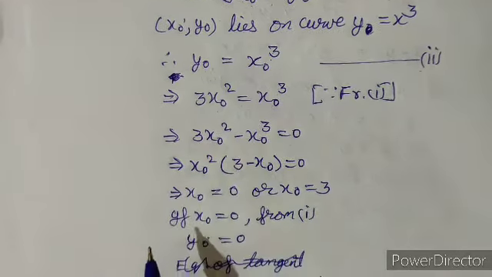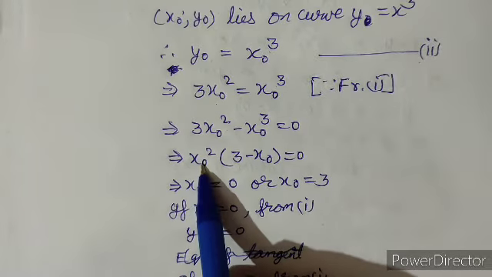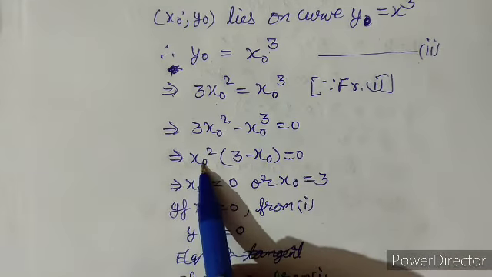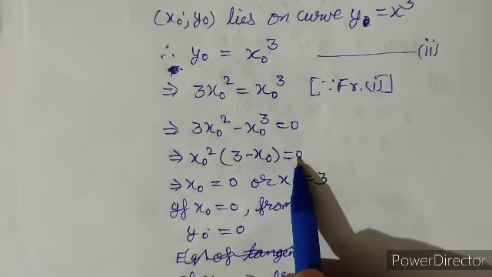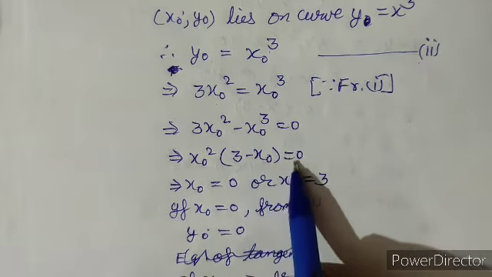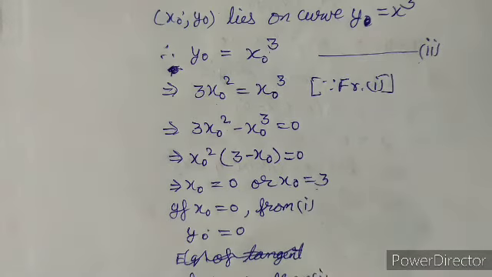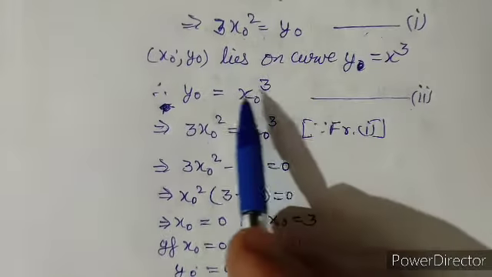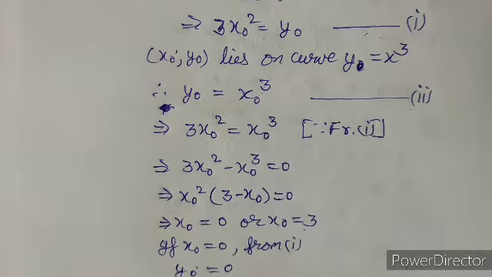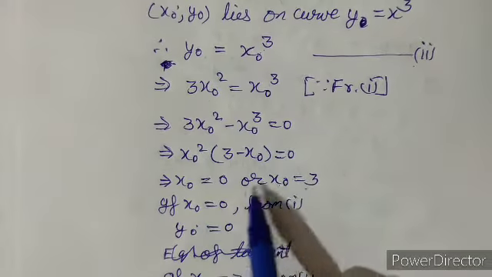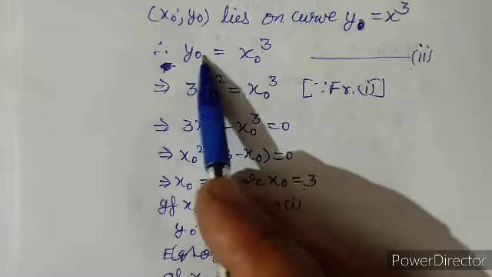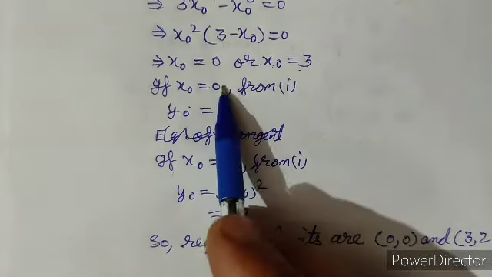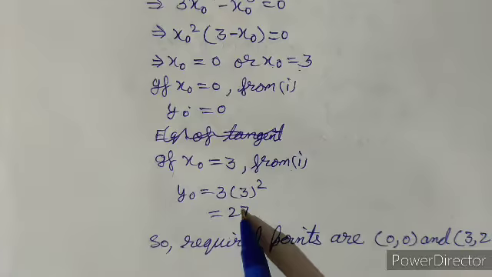Now on solving this, we will get x0 square into 3 minus x0 equal to 0. Now from this we can say that either x0 is equal to 0 or 3 minus x0 is equal to 0, and that will give us x0 equal to 3. If x0 is equal to 0, then from equation first we can say y0 will be equal to 0 cube, and that will be 0. And if x0 is equal to 3, then from first, y0 will be equal to 3 cube, and that will be equal to 27. So the required points are 0, 0 and 3, 27.